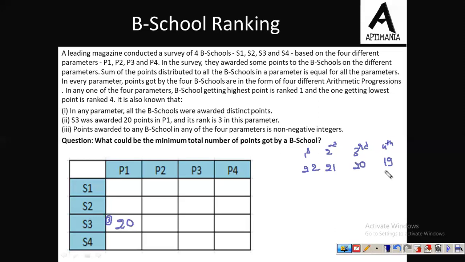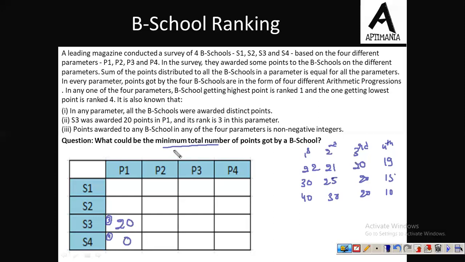Further, we can assume the values to be 15, 20, 25 and 30. This will also form an AP. So we have a lot of options. 10, 20, then 30 and 40 will also form an AP. But what we need to do is find the minimum total number of points given to any B school. So for this, let us assume the fourth highest to be 0 only. It is always better to give minimum possible points.